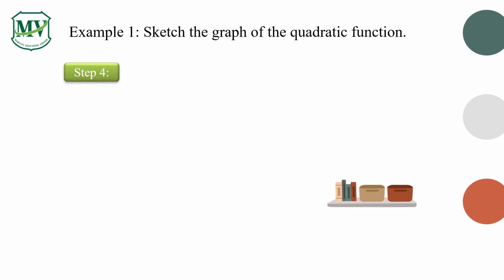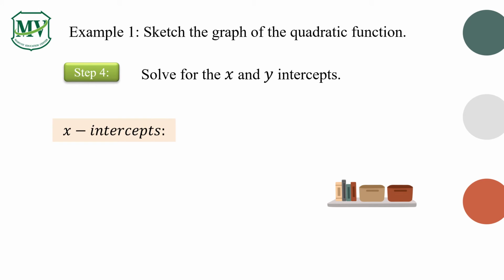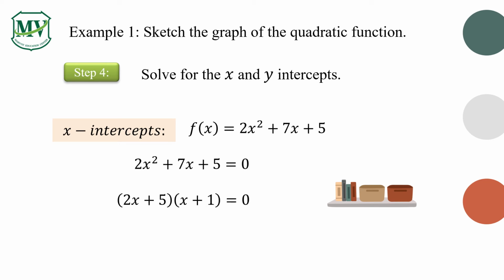Step number 4. Solve for the x and y intercepts. The x-intercepts are the values of x when y is equal to 0. Given the quadratic function, f(x) is equal to 2x² + 7x + 5. To find the x-intercept, we have to equate the given quadratic function to 0, and then get the factors of the quadratic function. The factors of 2x² + 7x + 5 are 2x + 5 and x + 1.